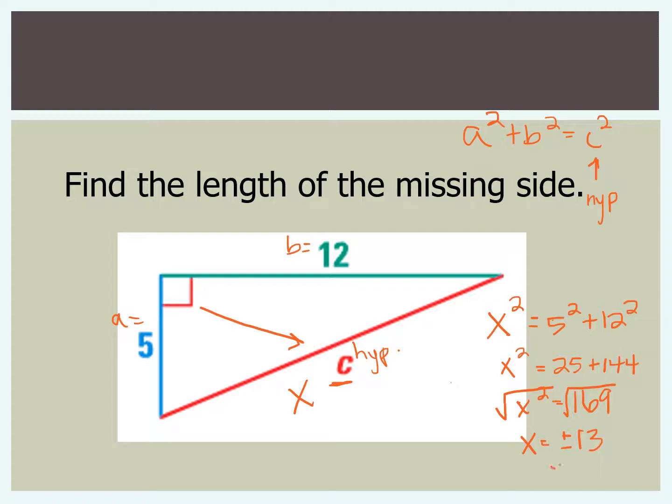Can I have negative 13? That's going to tell me that this distance right here is negative 13. Can we have a negative distance? Absolutely not. So my only answer here would be c is going to equal 13.